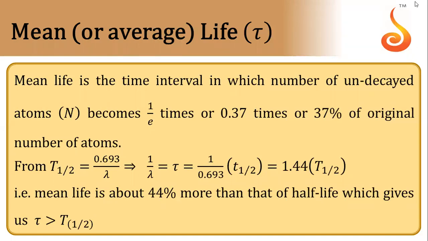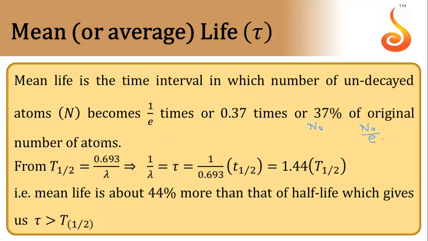Next is mean life. So mean life is the time interval in which the number of undecayed atoms becomes 1 by e times the original number of atoms. Means initially, if the number of nuclei is N naught, in one mean life the number of nuclei present will become N naught by e.